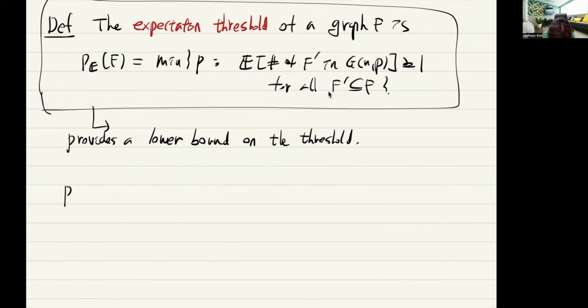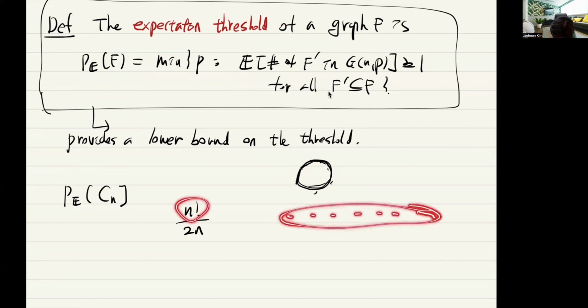Okay, and let's consider another case. For the Hamilton cycle, what's this threshold? The expectation threshold: there are n factorial ways to choose the vertices in a sequence. Then in order to complete it, you add an edge between the endpoints, and then you get the Hamilton cycle. And for each sequence you can consider cyclic orientation or flipping, so there are many choices of possible Hamilton cycles.